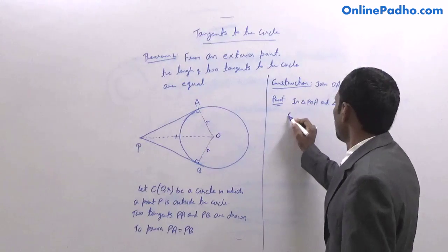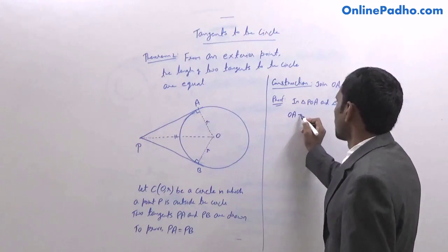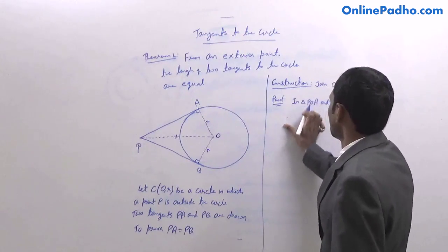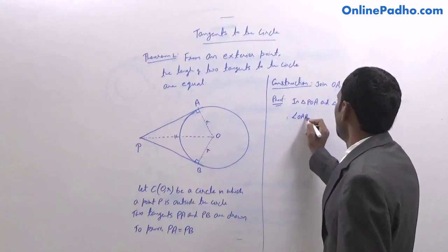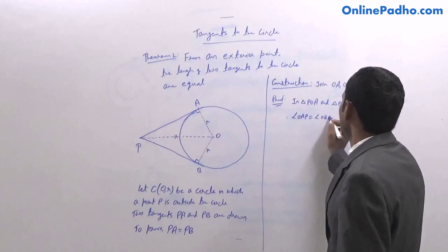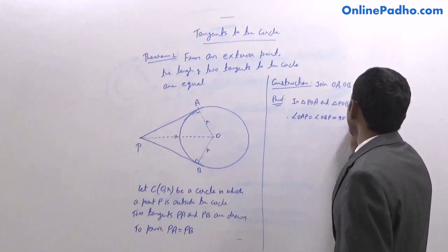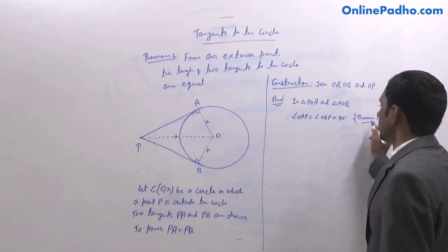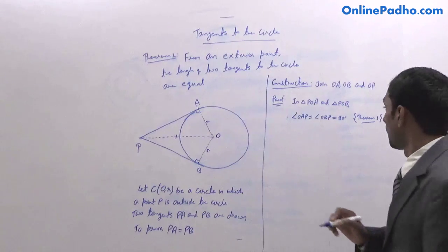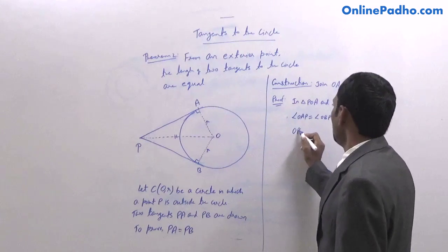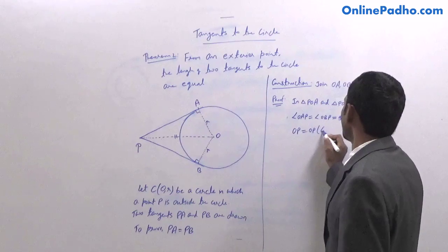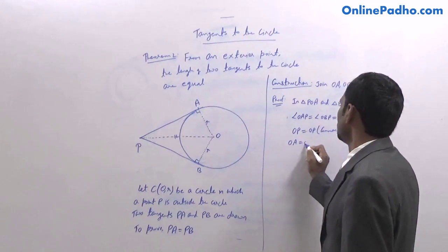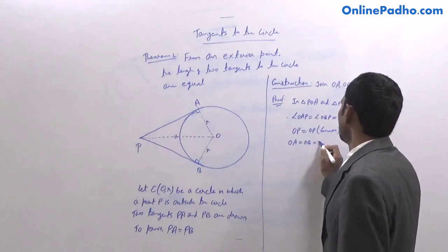So first of all we need to write the angles as 90 degrees. So we can say angle OAP is equal to angle OBP is equal to 90 degrees. Why is this 90 degrees? By theorem 1. You have to write the complete theorem here. Secondly, OP is equal to OP. These are the common side.